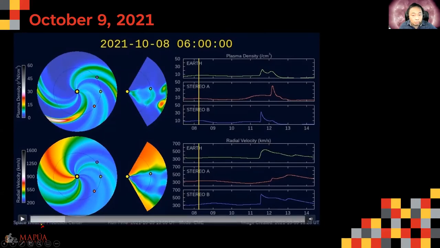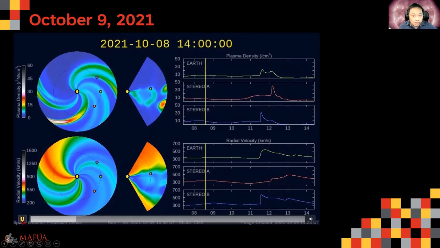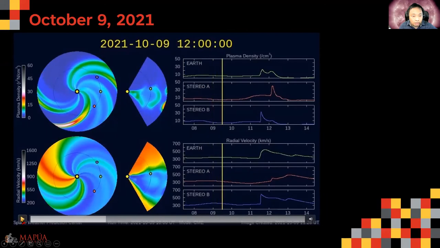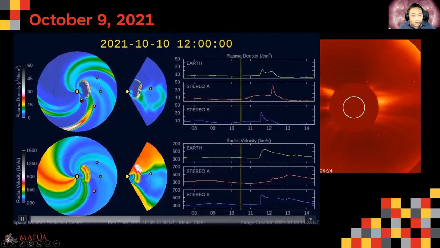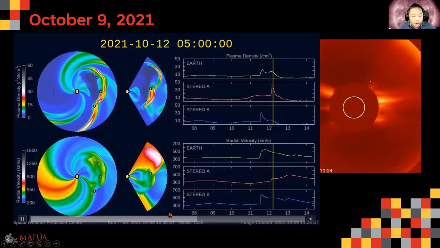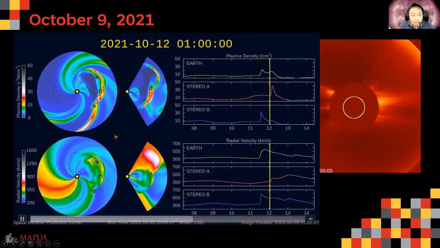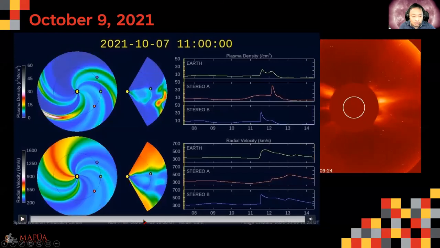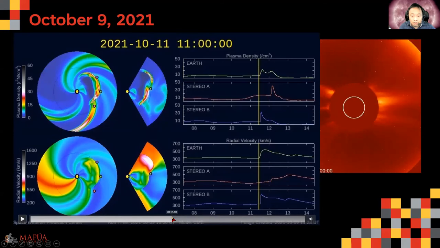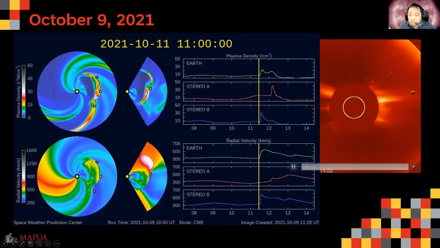If you look here at October 9 at around 6 UT, right after that you can see a very faint anomaly at those sides. So we can actually see here the model. They modeled how that CME moves within the solar wind, and they predicted that at around 11 UT, October 11, yesterday, which is about 7 PM, this cloud that came from this CME, originating from that active region, will arrive.